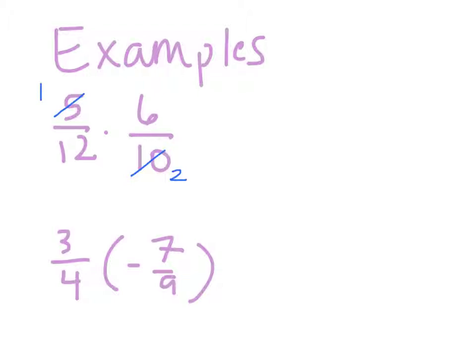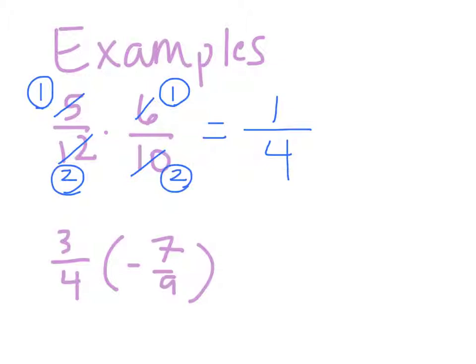I look at my 6 and my 12 and I say they can both be divided by 6. 6 divided by 6 is 1, 12 divided by 6 is 2. Then I'm ready to multiply and I do the same thing, but now I multiply 1 times 1, which gives me 1, and 2 times 2, which gives me 4.